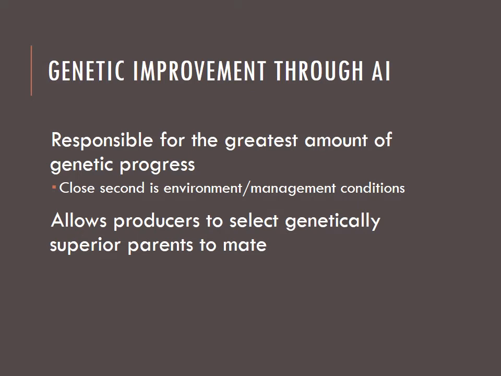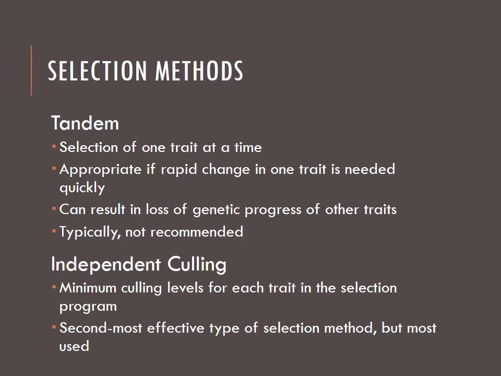Genetic improvement through AI, and we've talked about that already, so again, we won't belabor that point, but it's basically a close second to the environment and managerial conditions in order to improve. That's what we'll say about that and move on to the selection methods. This is kind of an interesting concept to talk about, and we'll start with tandem selection.